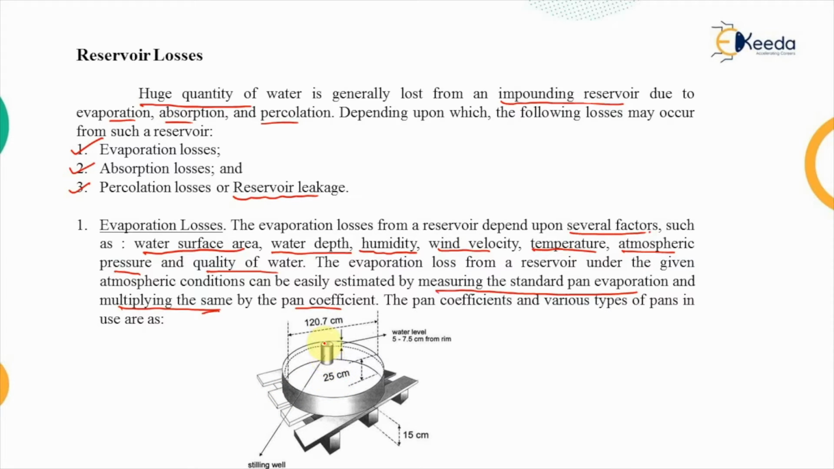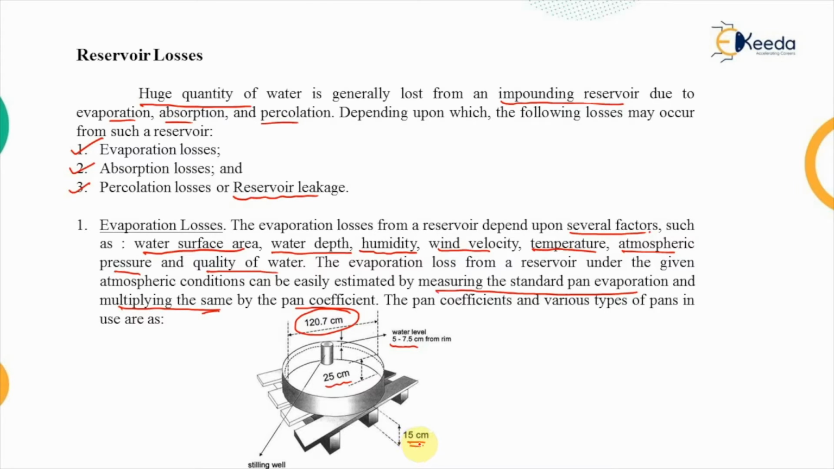Now that pan has a diameter of 120.7 centimeters, and the height of that pan is 25 centimeters. But it is not entirely filled, and the water is kept 5 to 7.5 centimeters from the rim, and it is placed on a platform which is 15 centimeters high.